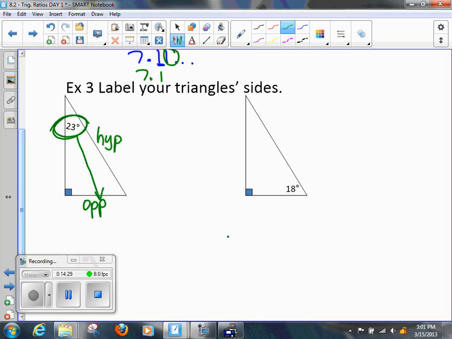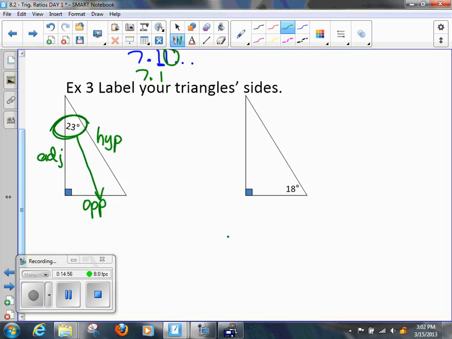I kept saying, with respect to the angle I circled, your opposite side is across from the angle that I circled. What's the leftover side have to be? Adjacent. It's all going to come together here in just a second. All right, let's do the next one.